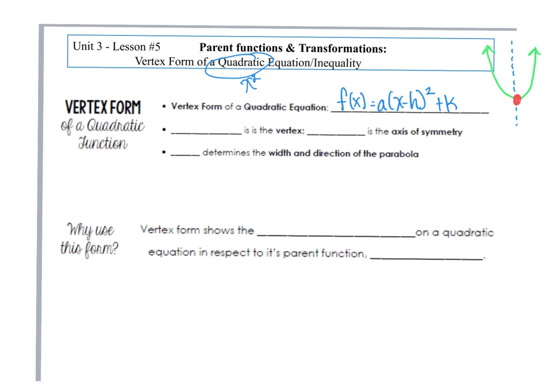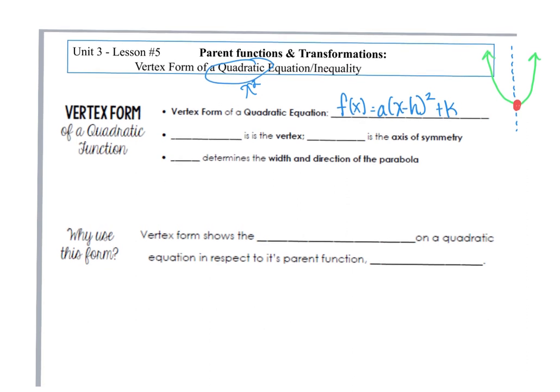This is very similar to when we did vertex form of absolute value equations. So vertex form of a quadratic equation is f of x equals a, and then in parentheses x minus h, all of that is being squared, and then plus the k value. This a, h, and k, where I'm drawing little tick marks, we had those in our vertex form of absolute value functions. They play the same role here. We say the vertex is found at h comma k.